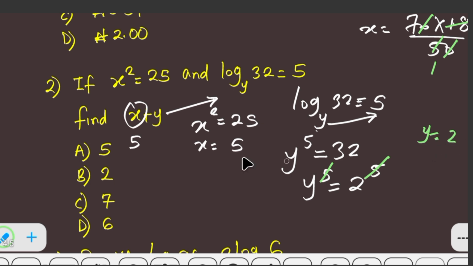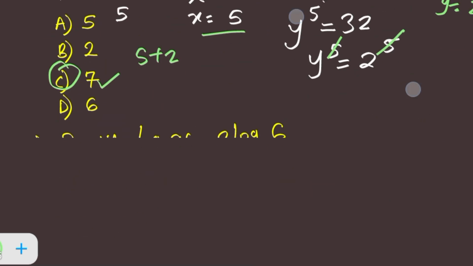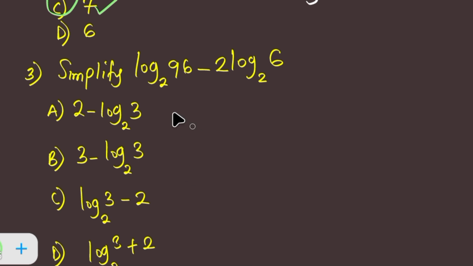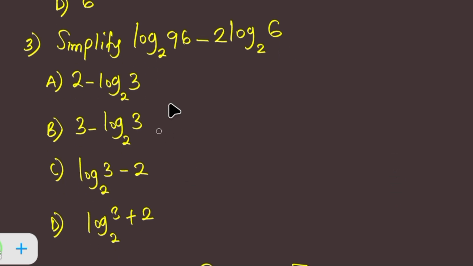So since y is 2 and x is 5, you should find x plus y. That will just be 5 plus 2, which gives you 7. So that's option C. Okay. For the next one, it says simplify log of 96 to base 2 minus 2 log 6 to base 2.